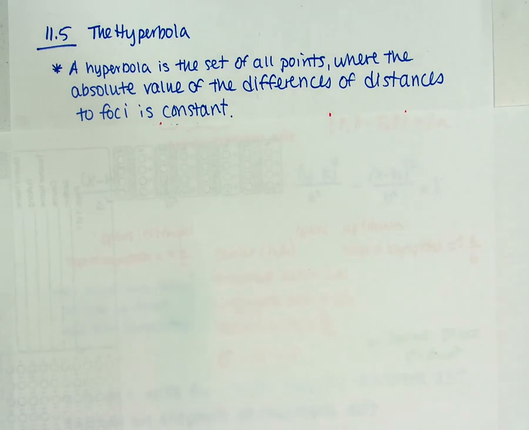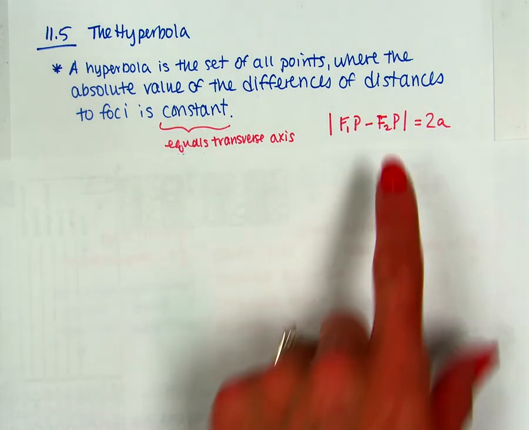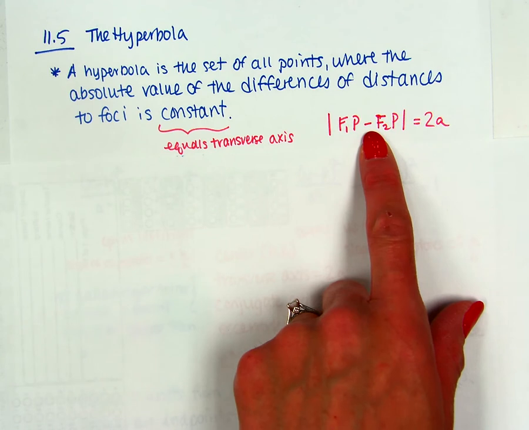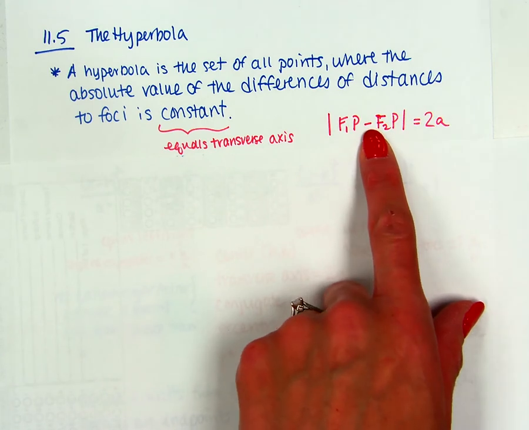Okay, so today we're going to talk about hyperbolas. The definition of a hyperbola is the set of all points where the absolute value of the differences of the distances to the foci is constant. Now it's very similar to an ellipse. So this formula is like the ellipse one, except it has subtraction instead of addition.